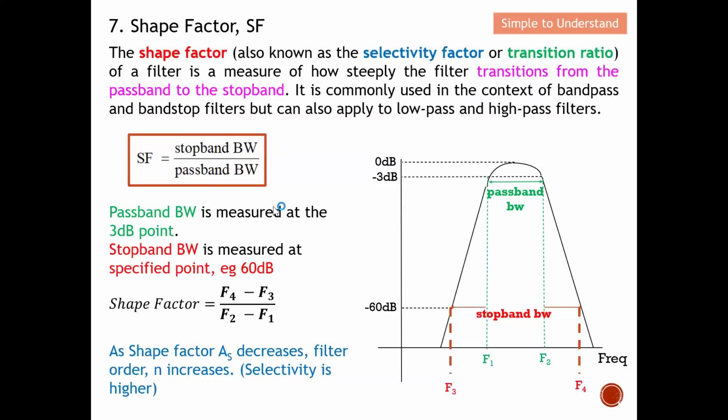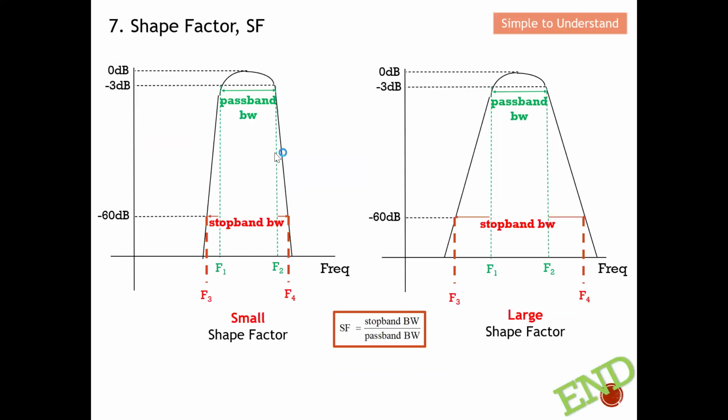Coming to my last slide for the shape factor, I just want to do a very quick comparison for two different cases of bandpass filter design. This is what we call a small shape factor. If you still remember, the equation is the stop band bandwidth over the pass band bandwidth. As you can see, the stop band bandwidth is very small for this case, so this number will be small. Overall, they will have a smaller shape factor.